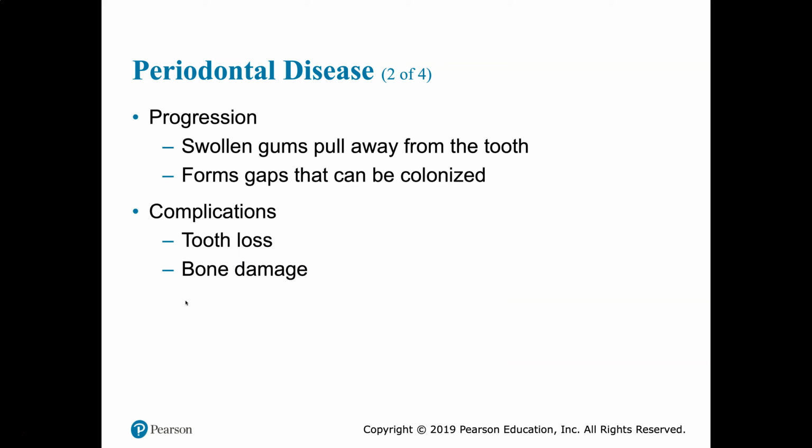Again, this is just saying what I was mentioning before. Swollen gums pull away from the teeth. Those gaps can be colonized, causing abscesses, and then complications, you can lose the tooth and or have bone damage. When it comes to diseases of the teeth, it is important to remember that dental cavities start out with Strep mutans, and about halfway through it, a species of lactobacilli takes over. Now, there are several species, but whichever the predominant one is will take over.